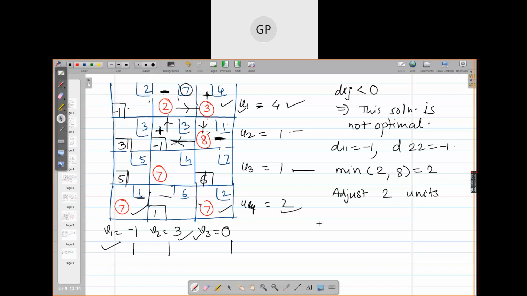Ma'am, your screen is hanged actually. Can you see it now?